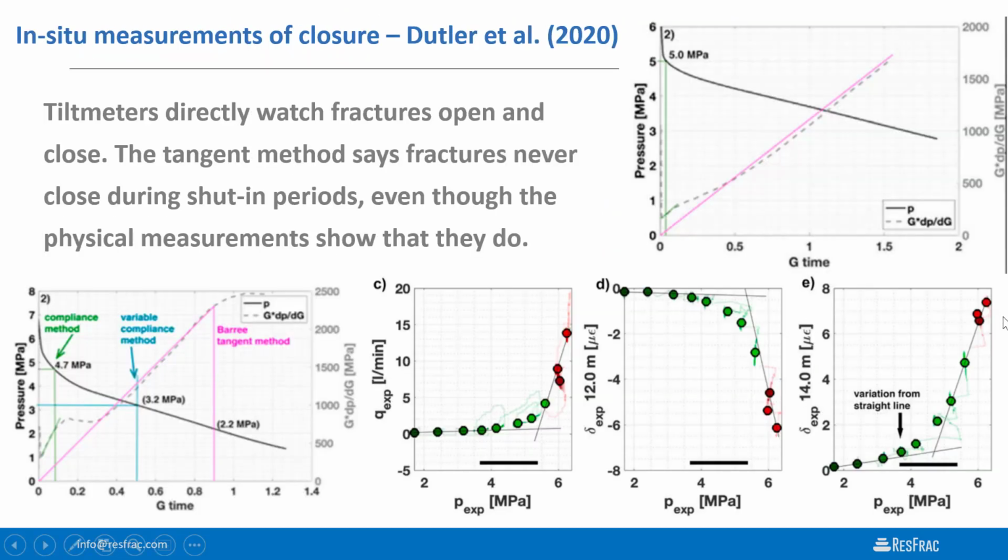Before I go to that, I'm going to talk about some direct empirical observations. So here's one. This is a paper that just came out this year. This is a series of DFITs or mini frac tests performed in wells drilled off a mining cavern, actually. So it's fairly deep in the earth. And they have a series of tilt meters or strain measurements from offset wells nearby. And so they performed a series of fracture injection tests. They can directly observe the fractures opening and closing.